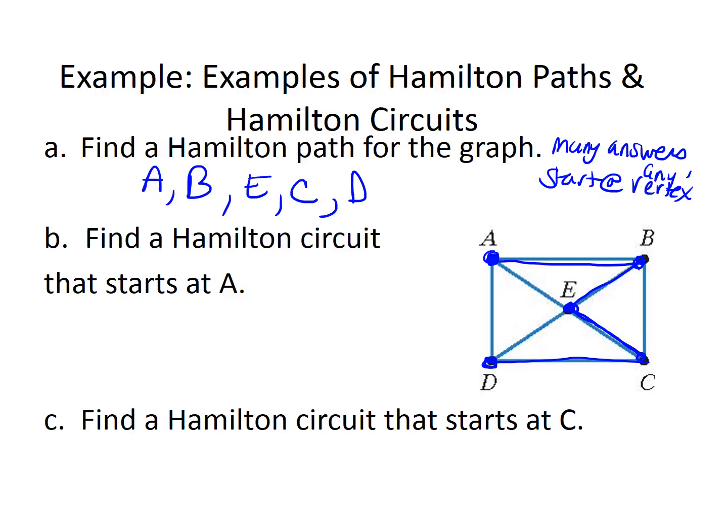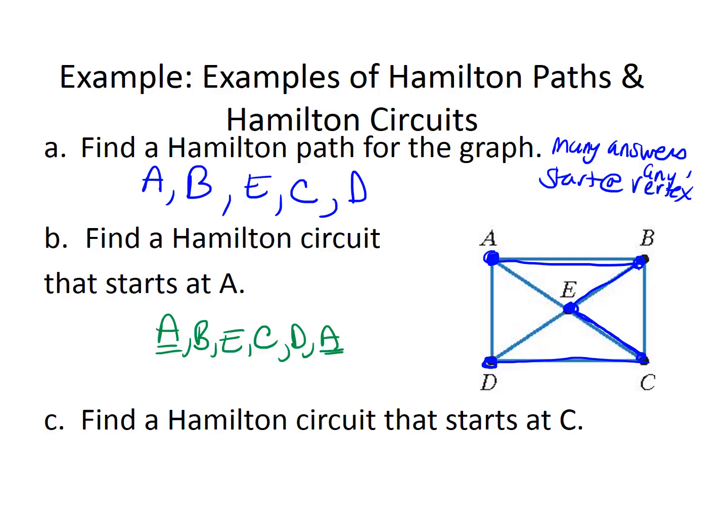The second part B says find a Hamilton circuit that starts at A, so we could actually write the same thing down, but then we would close it. A, B, E, C, D, but then we would have to go back to A to be a circuit, right, to close it. And again, you will not be hitting each edge exactly once, only each vertex.